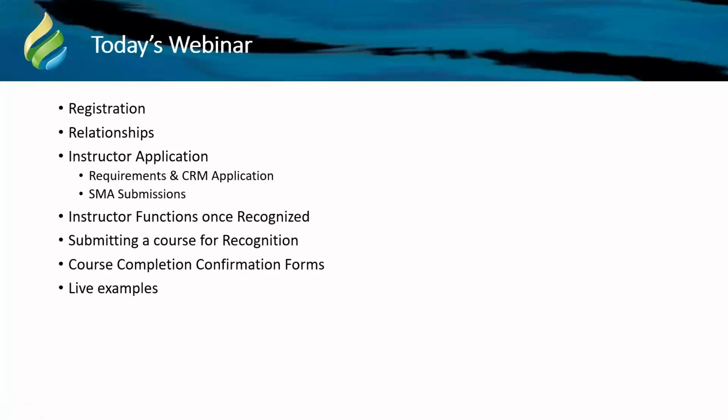In today's webinar, we will cover the following topics: basic registration, establishing or editing relationships, the instructor application, which includes the requirements of the application itself, as well as subject matter area submissions. We'll also go over instructor functions once you're recognized and submitting a course for recognition. We will also go through how to access course completion confirmation forms, and throughout the presentation, I will provide live examples.